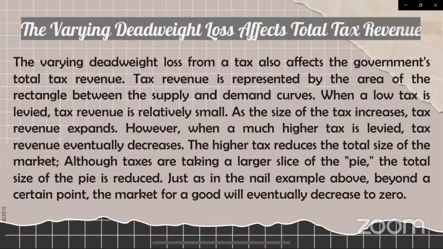However, when a much higher tax is levied, tax revenue eventually decreases. The higher tax reduces the total size of the market. Although taxes are taking a larger slice of the pie, the total size of the pie is reduced. Just as in the nail example above, beyond a certain point, the market for a good will eventually decrease to zero.